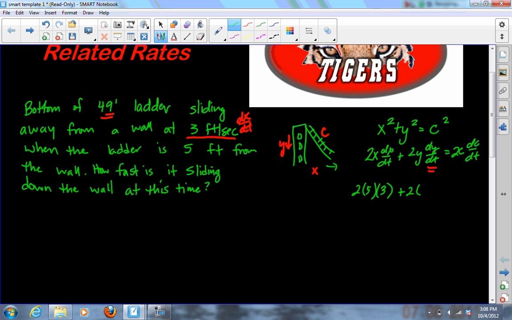plus 2 times a y coordinate. How would I find this y coordinate if I knew that this was 49 and this is 5? At this instant, the Pythagorean theorem would work. y squared plus 5 squared equals 49 squared. So y squared equals 49 squared minus 5 squared, which is 2,376. And so y is whatever the square root of that is, the square root of 2376. Okay, so that number goes right here.